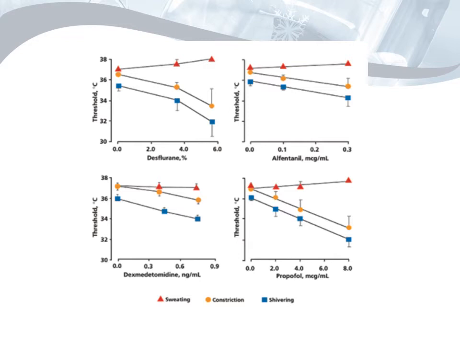So you can actually get someone to shiver at 32 degrees Celsius under a MAC of anesthesia. That's really bad when they get to 32. There's a lot of problems at 32. Okay, this is dexmedetomidine, not nearly as much effect. Propofol, alfentanil. So opioids are not nearly as bad as volatile agents. Propofol is actually not that good either.